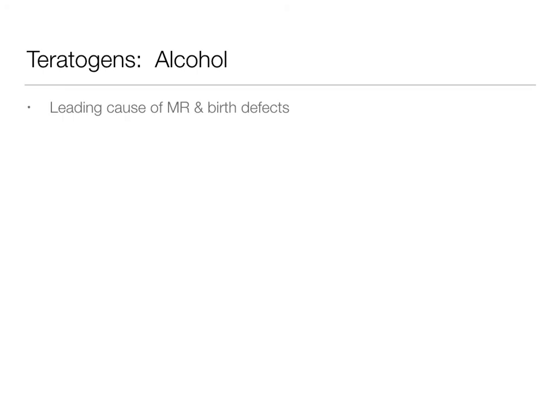We know that alcohol is the leading cause of mental impairments and birth defects. In most communities, about 1/2 to 3 in every 1,000 individuals are affected by fetal alcohol syndrome. And the problem with this is that it's 100% preventable. Alcohol is not a need, it's a want. And so this is something that really can be prevented.